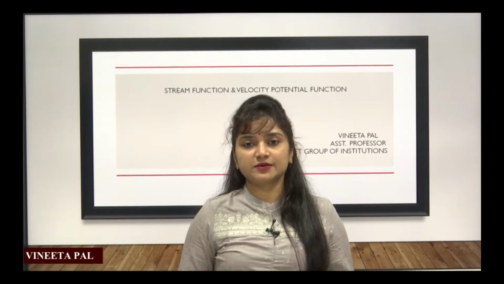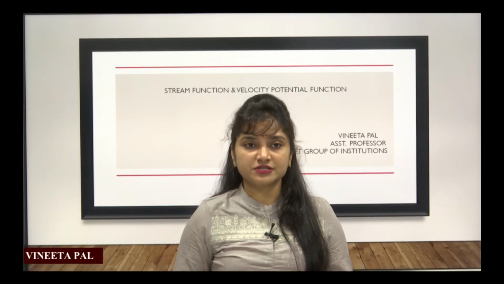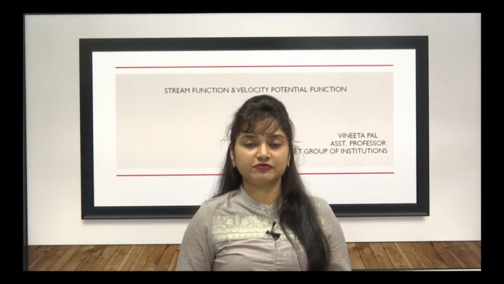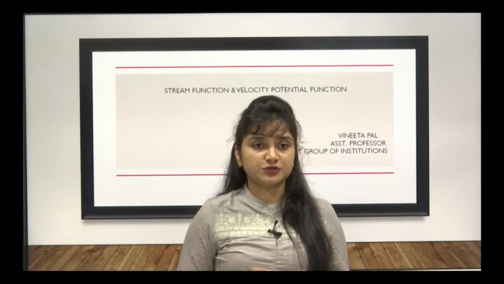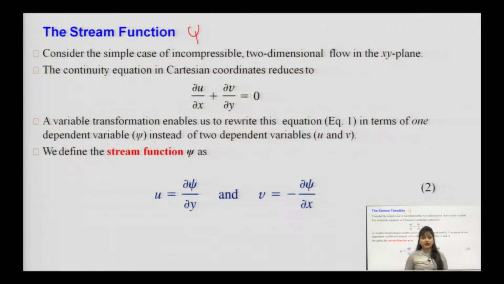Today we will be studying the existence of the stream function and velocity potential function in fluid flow. Moving towards the stream function, let us consider a simple case of incompressible 2D flow, like in the xy plane. The continuity equation in Cartesian coordinates is ∂u/∂x + ∂v/∂y = 0. This was the continuity equation for 2D flow in Cartesian coordinates.